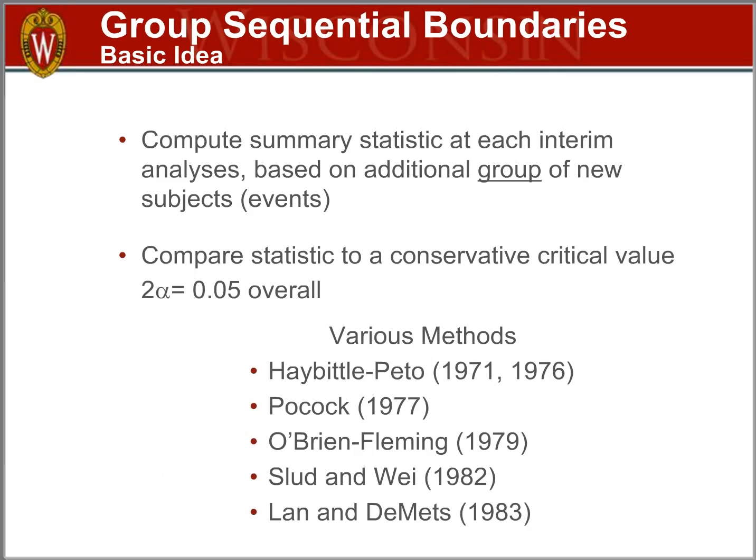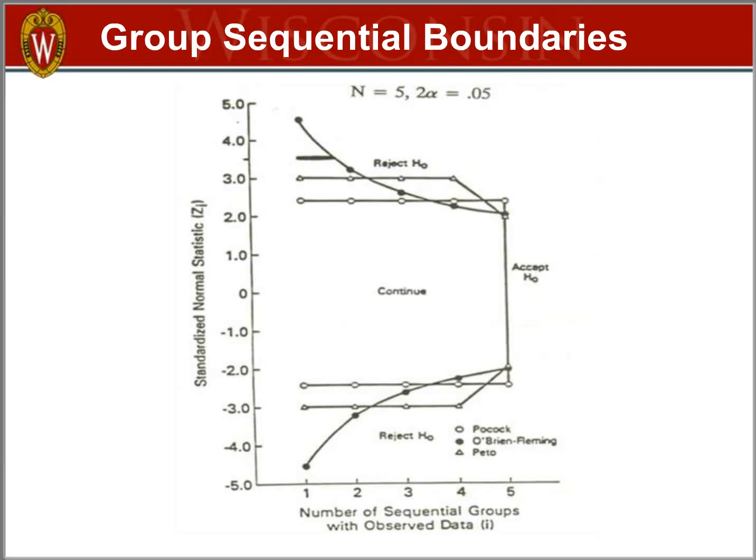Let me give you some overview of how these methods work. There's some references listed here, but the basic idea is to compute your summary statistic every so often when the data have accumulated and the data monitoring committee is going to meet. These methods all are going to compare the summary statistic to some conservative critical value, such that your overall false positive rate for the trial remains at 0.05 or whatever other level you decide to set it at. I've graphed here some of the methods that are commonly used.